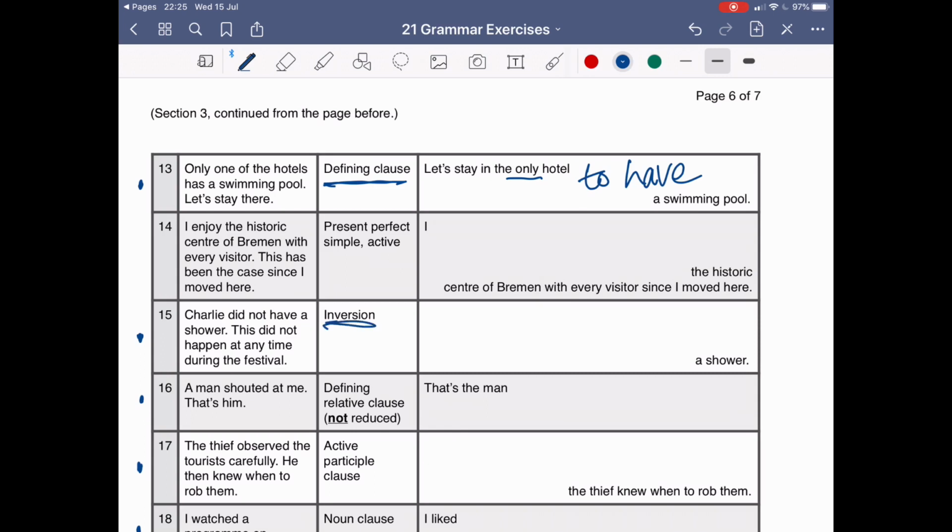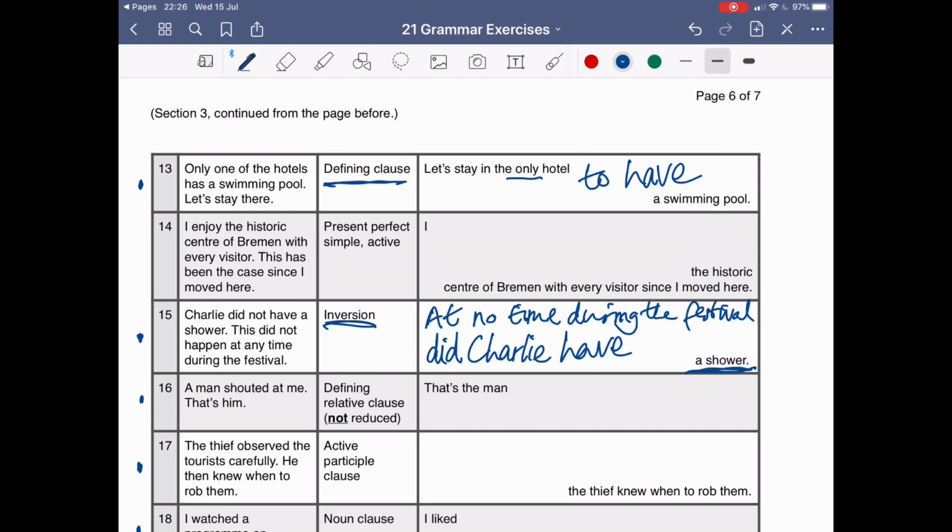15. Inversion. Charlie did not have a shower. This did not happen at any time during the festival. And I've given you blank, and then just at the end, a shower. This did not happen at any time. At any time. Okay. Let's say at no time during the festival did Charlie have a shower. At no time during the festival did Charlie have a shower. Yep. It would not be possible in English to say, at no time during the festival Charlie did not have a shower. Oh, I don't know, that's just wrong, okay?